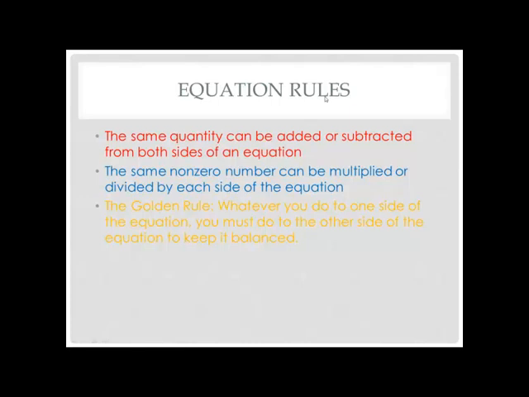All right, equation rules. You have an addition and subtraction rule that says the same quantity or the same number can be added or subtracted to or from both sides of an equation, and the equation will stay balanced. The multiplication and division rule says the same non-zero number can be multiplied or divided by each side of the equation, and the equation will stay balanced. So the golden rule: whatever you do to one side of the equation, you must do to the other to keep it balanced.